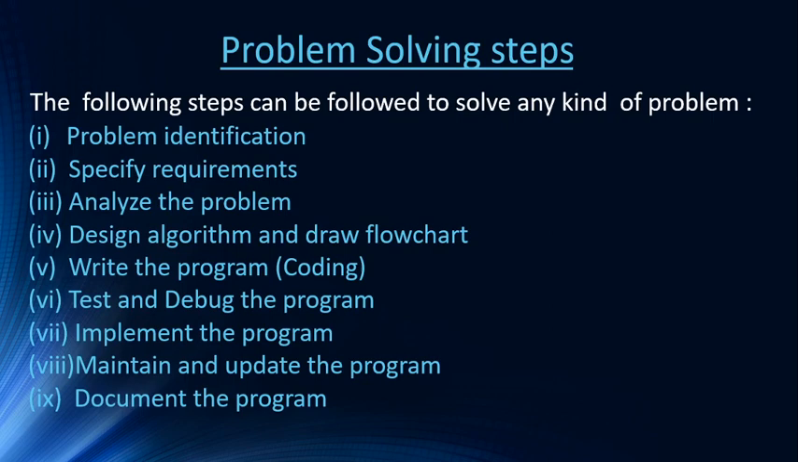There are 9 steps in your book. First one is problem identification. Second one, specify requirements. Then analyze the problem. Then design algorithm and draw flowchart. Then write the program, that is also called coding. Then test and debug the program. Implement the program, maintain and update the program. The last one is document the program.